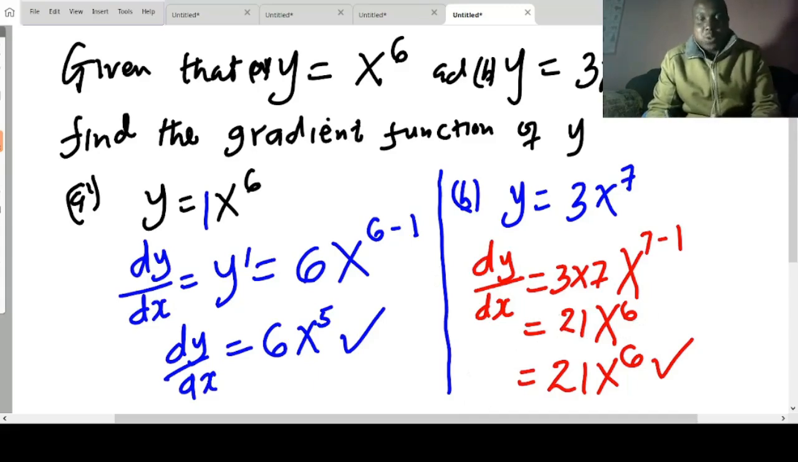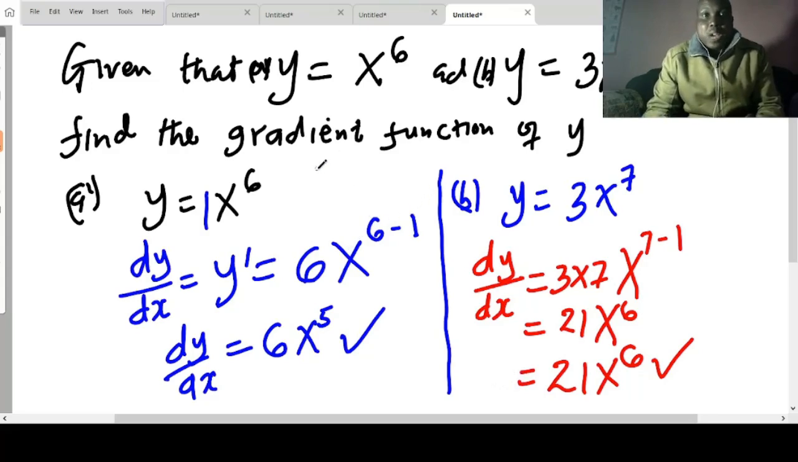If that is fine, we are moving on, very nice, very well. And you are going to find this topic very interesting, very interesting if you follow step by step. And the next thing we want to look at now: what is differentiation? The gradient function we have there is called a derived function. 21x raised to power 6 is actually a derived function. So the process of getting this derivative, the process of getting the gradient function, is what we call differentiation.